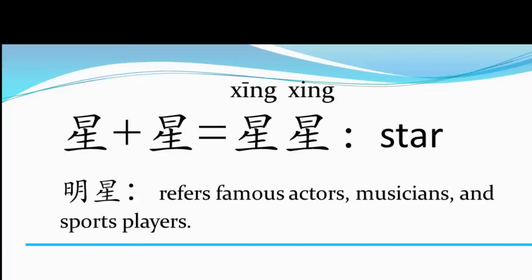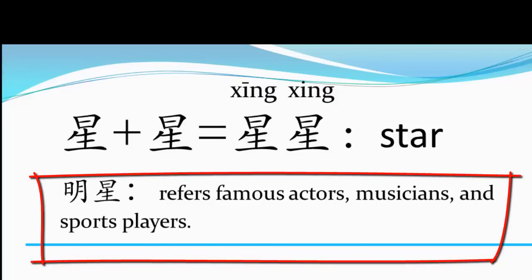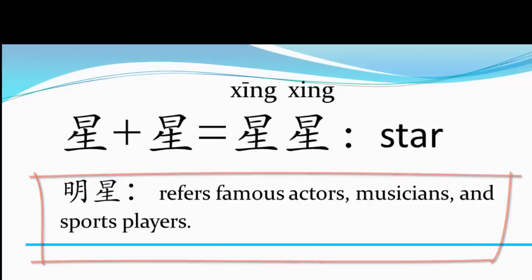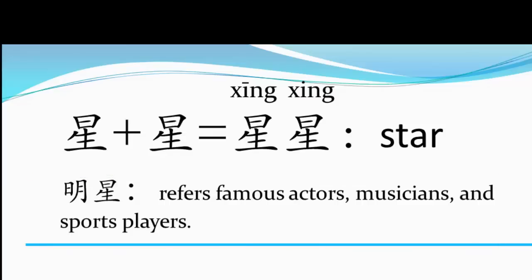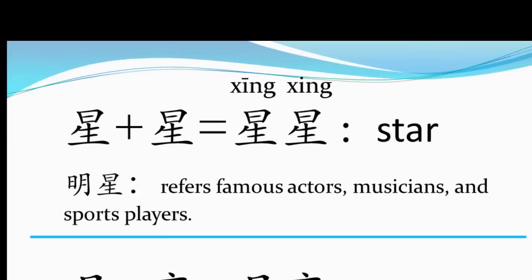星星 means star. In English, sometimes we use stars to refer to famous actors, musicians, and sports players. In Chinese, we have a word to represent the same meaning too. It is 明星. 明, we already learned, has the meaning of bright, so bright star. That refers to those famous people who gain achievements in arts, sports, etc.